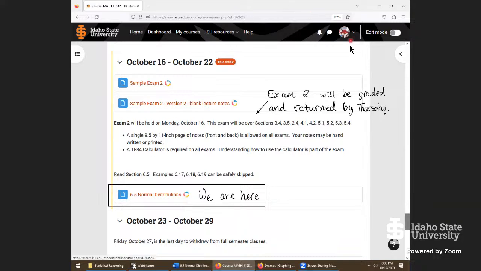Okay, as far as exam 2, I should have this graded and returned, I'm hoping on Wednesday, but it'll be on Thursday at the very latest if I am still a little bit behind. So I'm struggling to catch up, but we're nearly there and all caught up.